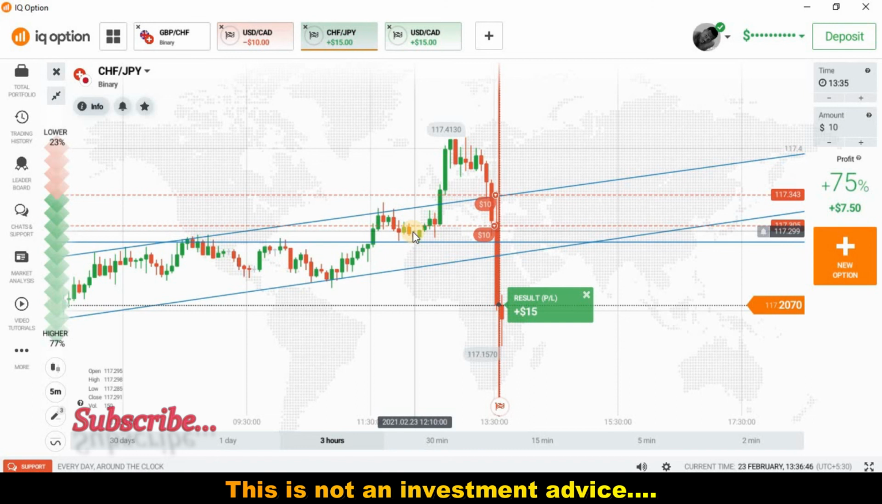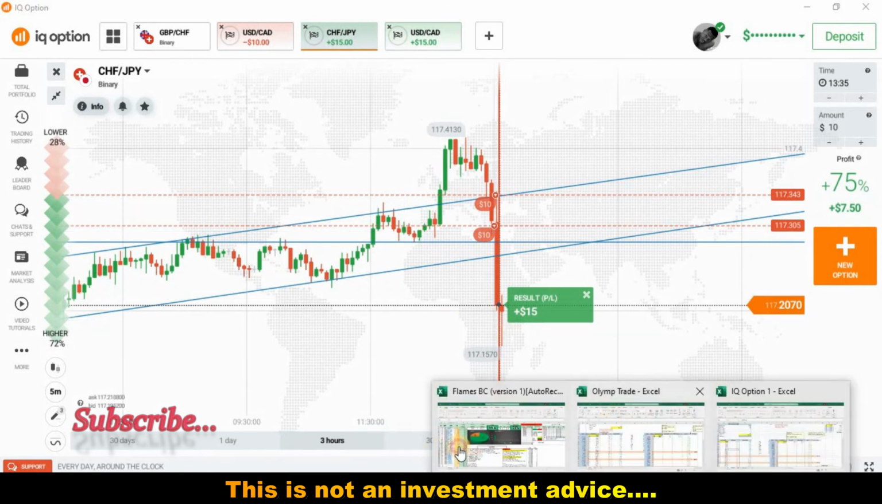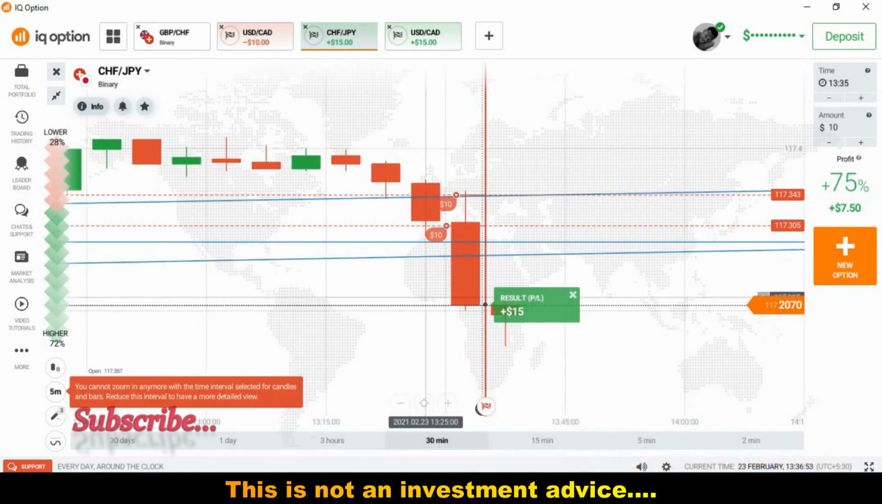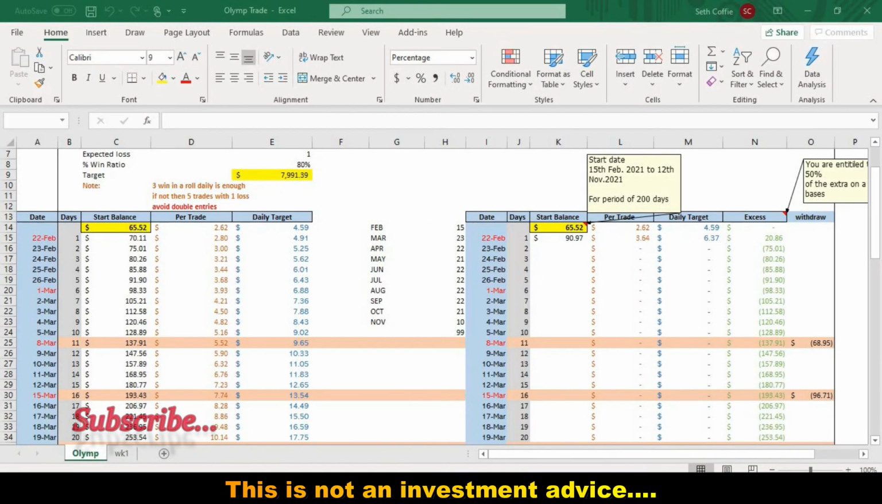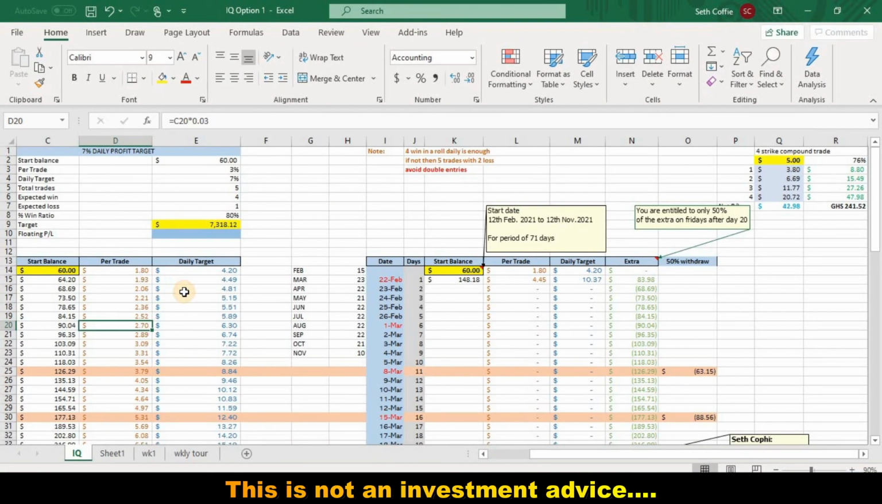Gradually you will grow your account. I have an example here. I don't know, I think I have one here. No, this is only trade. It's a key option. As you can see, I started with 60. I'm not really using the money management scheme. As you can see, 3%.